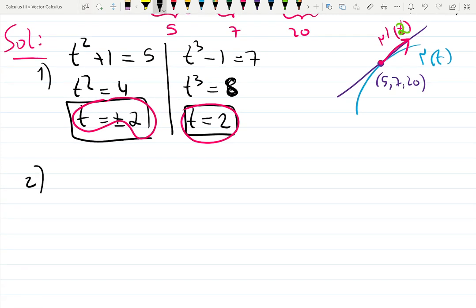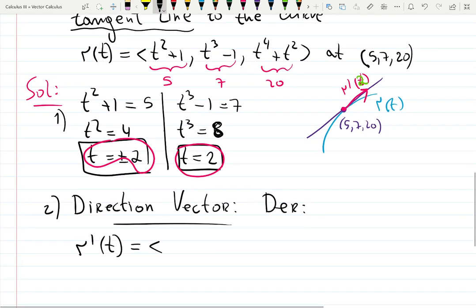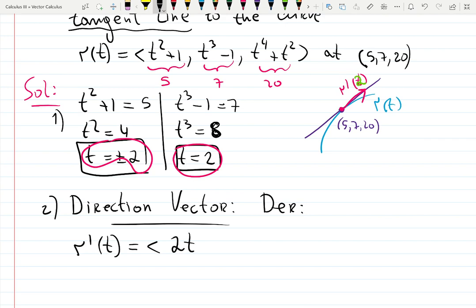Second step, we have a point now in parametric equations. That is 2, not x, y, and z. Direction vector was a synonym of a derivative vector. Basically, let's differentiate the given function with respect to t. Not a function, a vector. So it's going to be t squared plus 1, that's 2t. T cubed minus 1, 3t squared. T to the 4 is 4t cubed plus 2t. Too fast? Let me slow down. Plug in the point. And that builds the equation, but you still need to know how the equation looks.